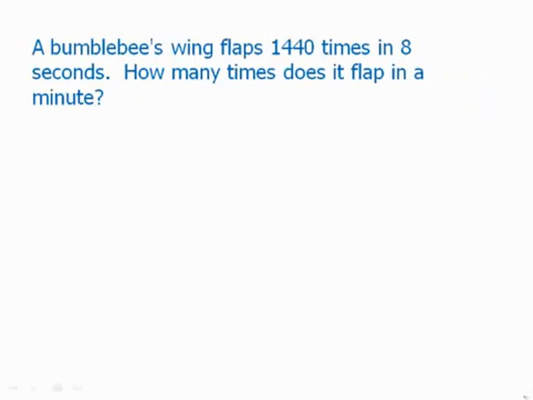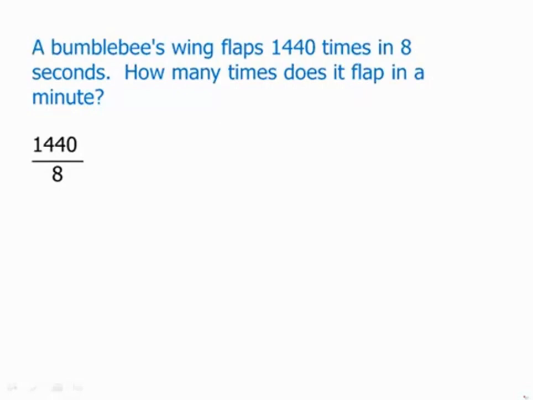Here's another practice problem. Pause the video and we'll discuss this. A bumblebee's wing flaps 1,440 times in 8 seconds. So that's essentially a ratio. We could say it's 1,440 flaps per 8 seconds. How many times does it flap in a minute? Well, first of all, let's simplify that a little bit. 1,440 flaps in 8 seconds.